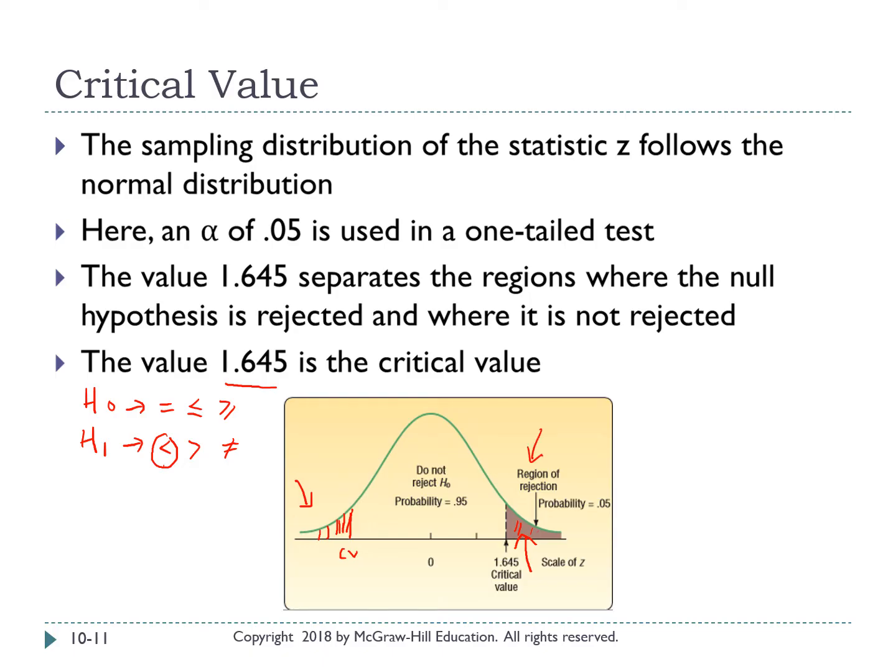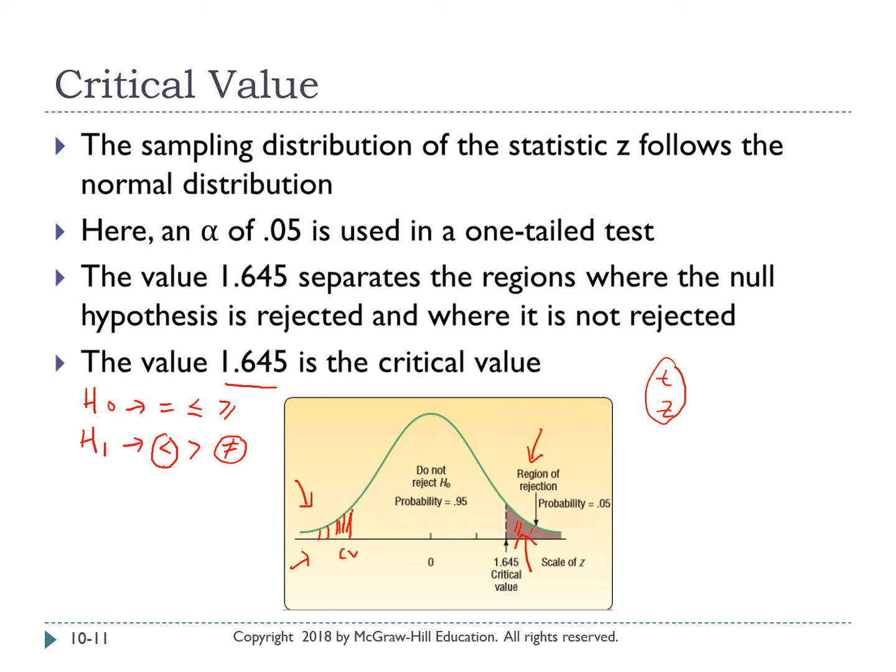Okay, what happens if your H1 is not equal? If it is not equal, your CV should be on both sides of your diagram. You can have it on the left side as well as on the right side. Okay, so later when you compute your test statistic, you can use the t or the z statistic, and if this test statistic falls in the rejection region, you can say that you have to reject H null.